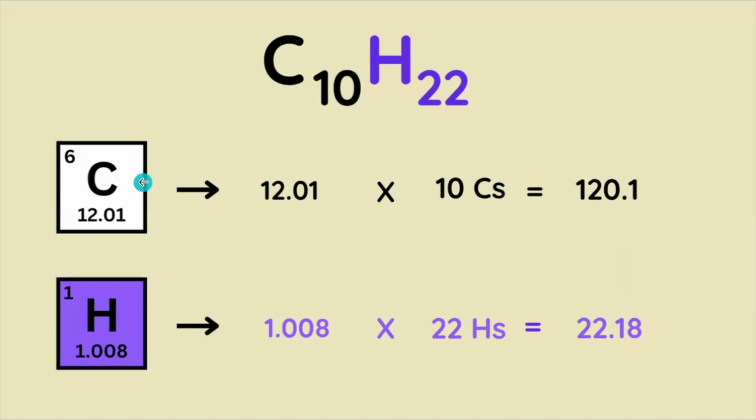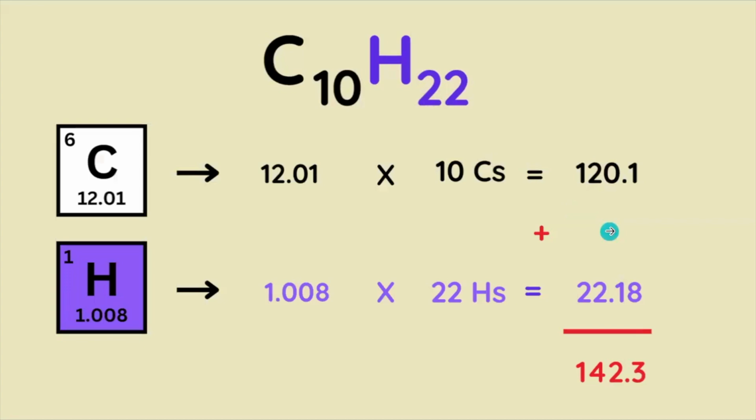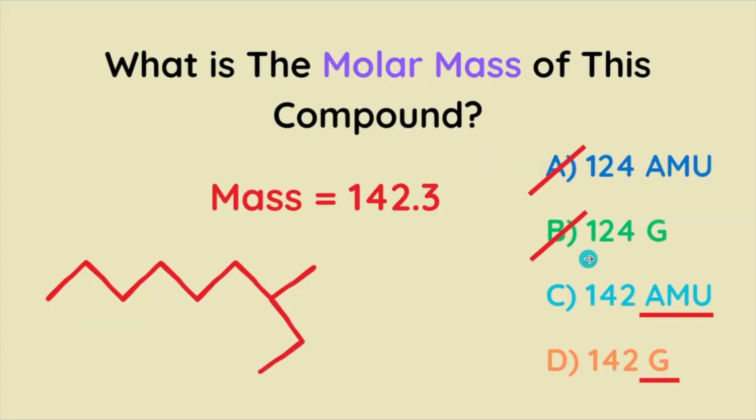So that means that carbon contributes 10 times 12.01, so 120.1, and then you use the same thing but for hydrogen, you get 22.18. And that together gives us 142.3. So it's clearly not A or B, but how do we know if it's AMU or grams? The key to our answer is recognizing that it wants the molar mass. We need to figure out the mass of 1 mole of our compound of interest.